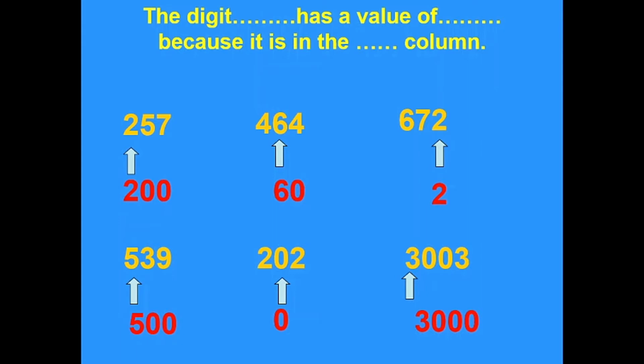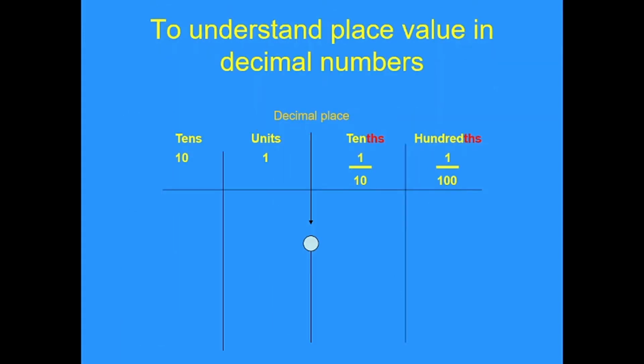Is it clear now how to get the value of our given digit? To understand the place value in a decimal number, we have the decimal place. Example, units or ones, we have 1. Tens, we have 1 also. And we have the decimal point. And for our tenths place, we have 1. And for the hundredths place, it's also 1.